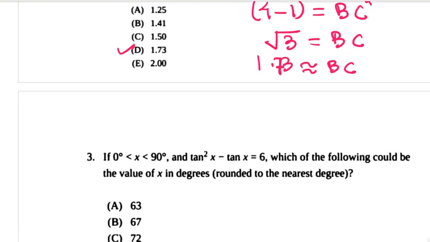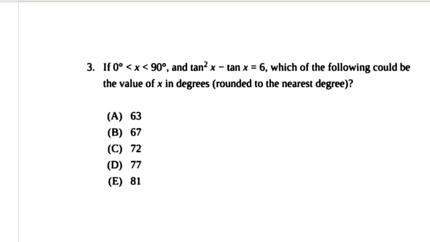Moving on to our next question. What is our next question? It says that if theta is greater than 0 but less than 90 and tan square x minus tan x is equal to 6, which of the following could be the value of x? So let's do this question. Let us start with this question.